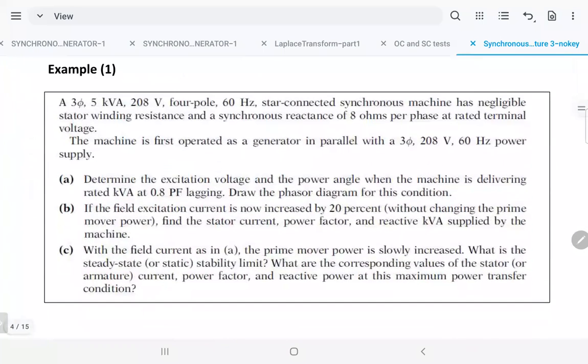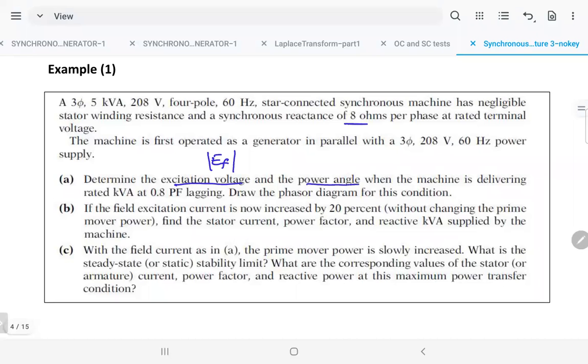Okay, let's take one example here and solve it. Let's just read it first and then see how we're going to do it. We have a three-phase generator, the apparent power is given, the line-to-line voltage, 4 poles, 60 hertz, all the information given. And the synchronous reactance is equal to 8 ohm. The machine is first operated as a generator in parallel with a three-phase bus supply. Determine the excitation voltage. So everything is given, and you want to find EF. When they say excitation voltage, it means EF, magnitude, not angle.